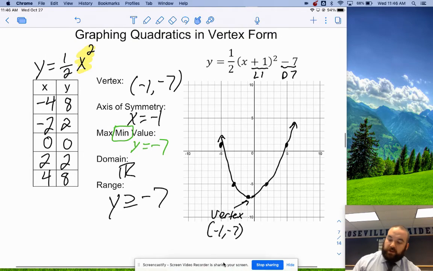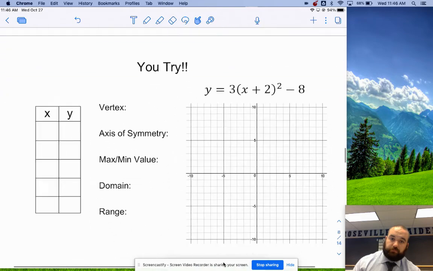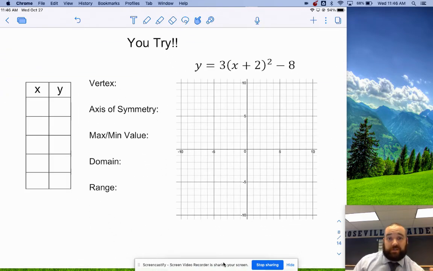So that's how we would graph that quadratic in vertex form. I'd like you at this point to pause the video, go ahead and try this one on your own, and then we'll come back. Well, I'm not going to pause, but you pause here, try to graph this one using the method that I've shown.